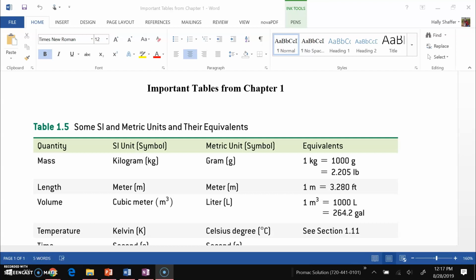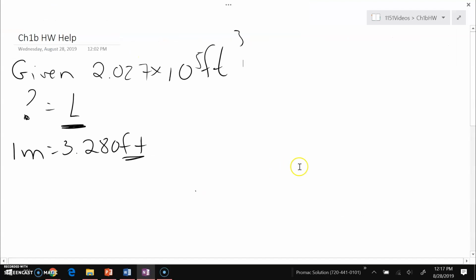All right, chemistry students, I wanted to go over problem 1.99 on your 1B homework that is due tonight. This should actually be number 8 on the homework, okay? Before we go into the problem, I want to note this table on the right here: 1 meter is 3.280 feet. I'm going to open up a blank tab.